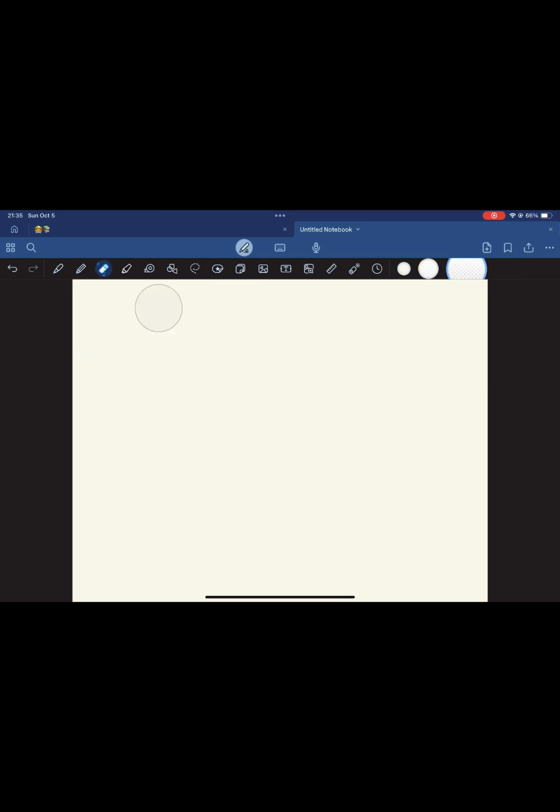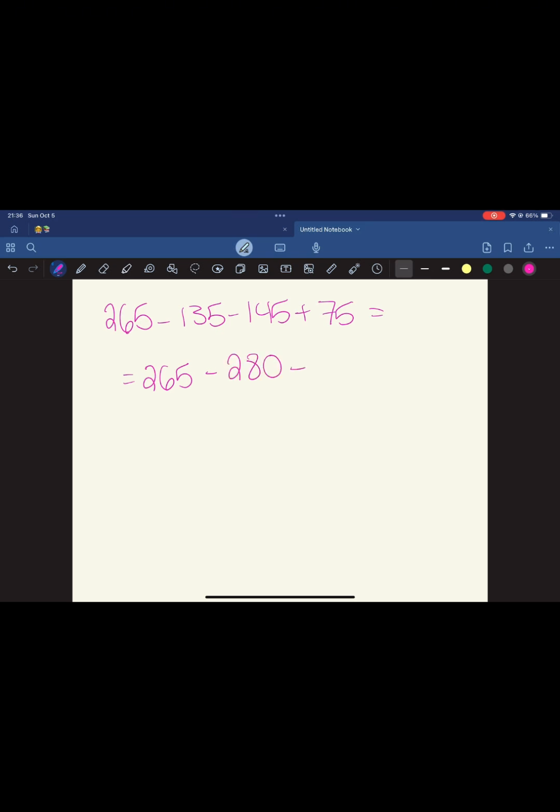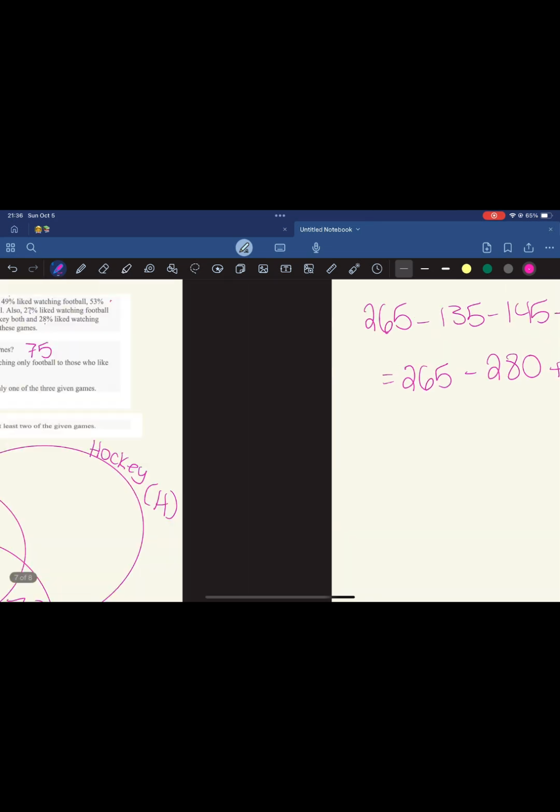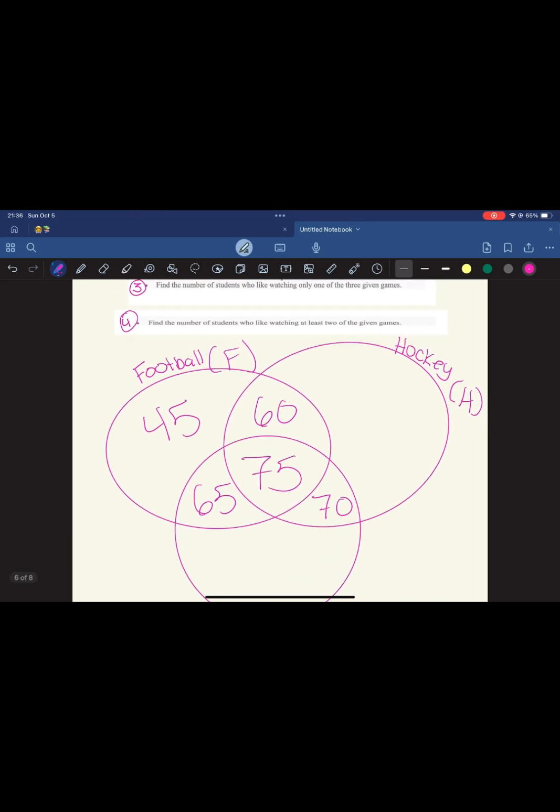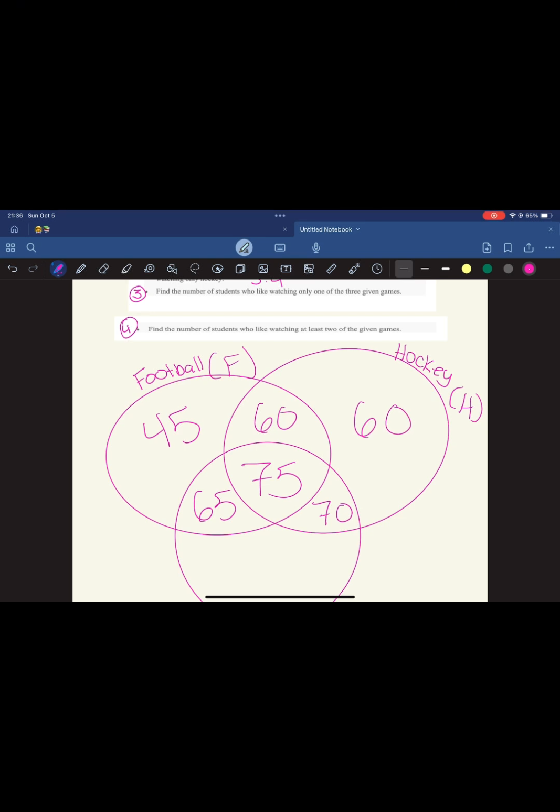I meant to erase that. Hold on. Let's give ourselves some more space so we can rewrite this a little bit better. So we have the 265 minus 135 minus 145 plus the 75. This is going to equal 265 minus 280 plus that 75, which is going to get us to equal 60. So that means that 60 students like only hockey, so we are going to put that on our Venn diagram.